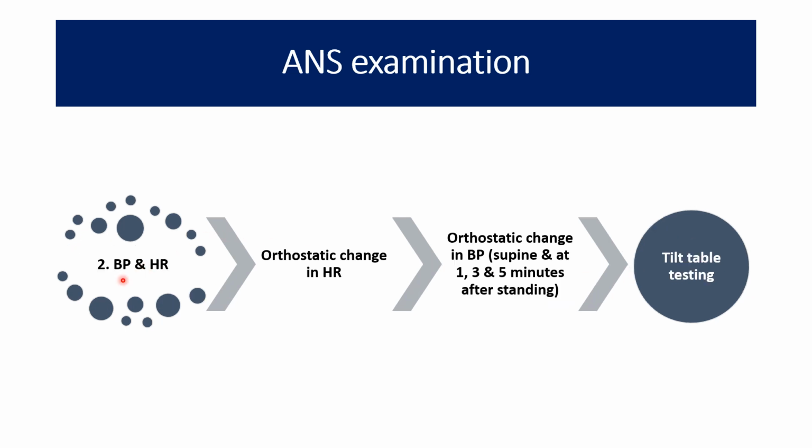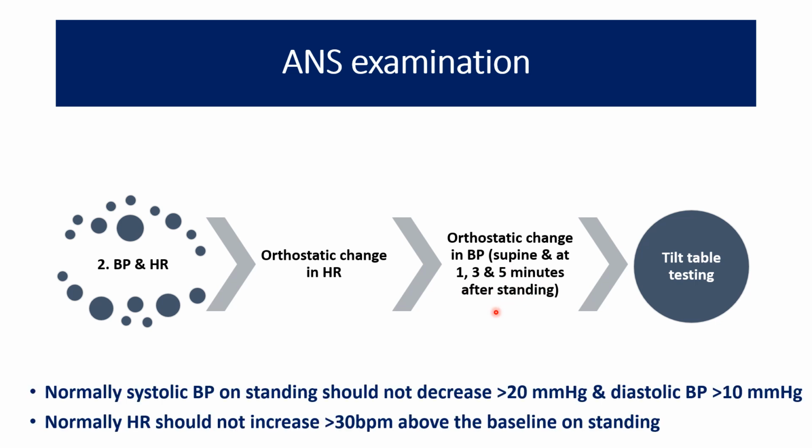Then we have to measure the blood pressure and the heart rate. Orthostatic change in the heart rate and BP occurs in ANS disorders. So we have to calculate the heart rate in supine and then in standing position. Then we have to measure the blood pressure in supine and at 1, 3, 5 minutes after standing. Normally systolic BP on standing should not decrease more than 20 mmHg and diastolic BP more than 10 mmHg. And heart rate should not increase more than 30 beats per minute above the baseline on standing, or in the adolescent age group should not be more than 120.